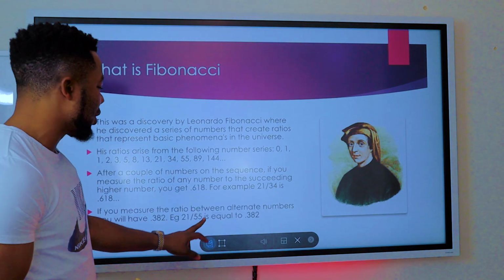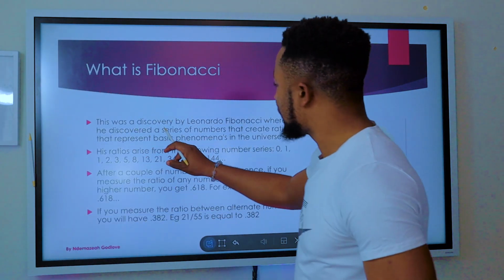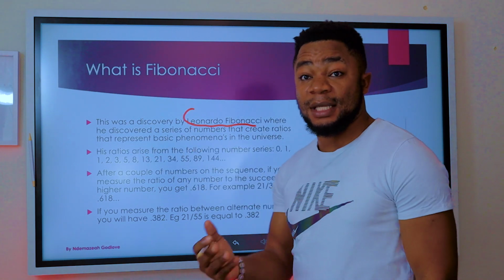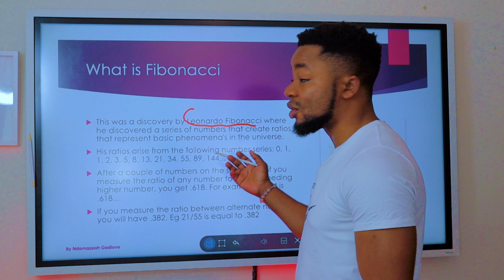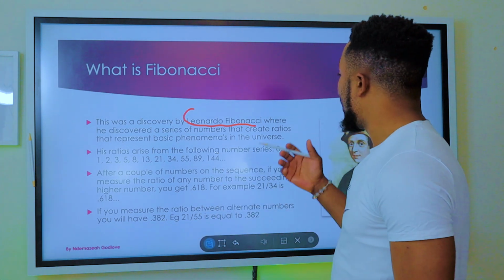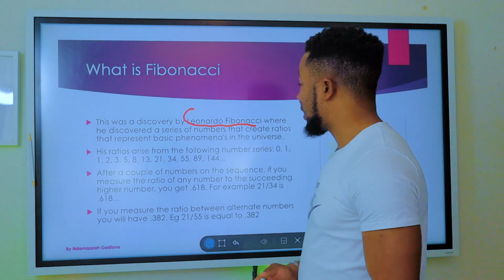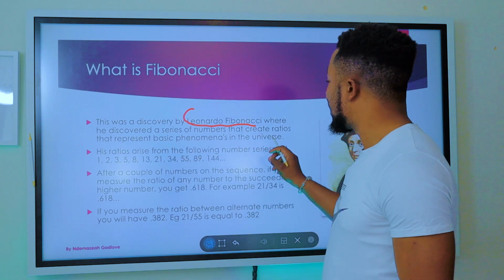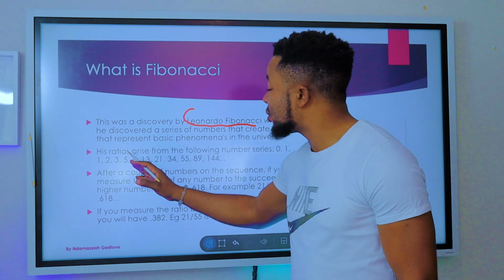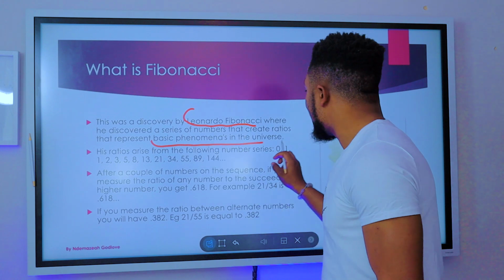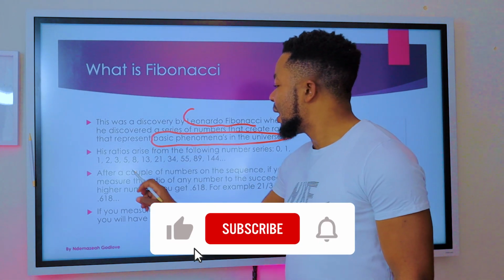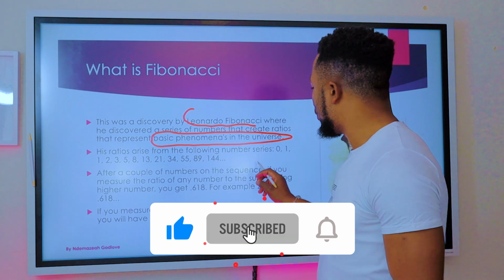Talking about the Fibonacci series, this was a discovery by Leonardo. This is his name. That is why it is called the Fibonacci tool, right? Because it was discovered by this guy Leonardo Fibonacci. He was an Italian mathematician who discovered a series of numbers that create ratios that represent basic phenomena in the universe. I'm going to explain this as we go ahead. Then his ratio arises from the following numbers: 0, 1.